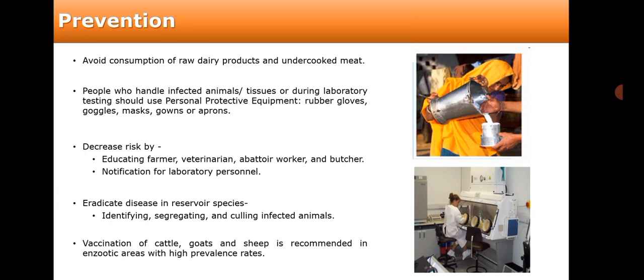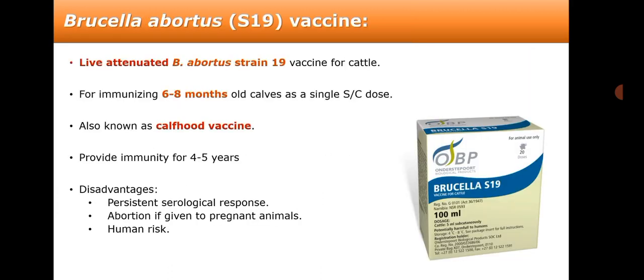Brucella abortus S19 vaccine. It is live attenuated Brucella abortus strain 19 vaccine for cattle for immunizing 6 to 8 months old calves as a single subcutaneous dose. Also known as calf foot vaccine, provides immunity for 4 to 5 years. The disadvantages include persistent serological response, abortion if given to pregnant animals, and human risk.